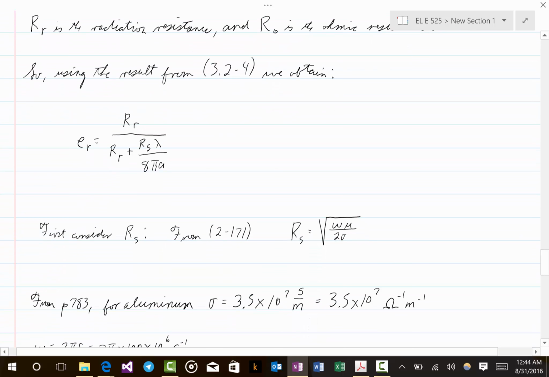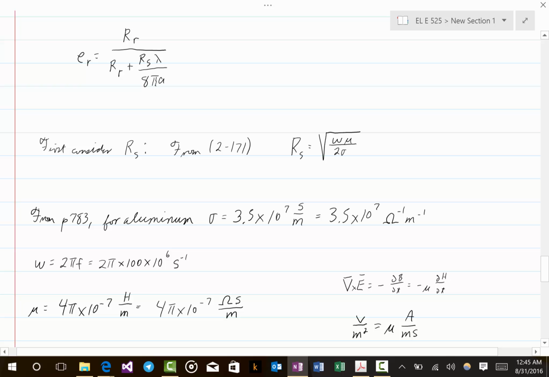Now first, let's consider this Rs. Rs is the surface resistance, and from chapter 2, equation 171, we have that the surface resistance is equal to the square root of omega mu over 2 sigma. So this is where we're going to do most of the work involved in handling these quantities with dimensions. So let's see how this goes.